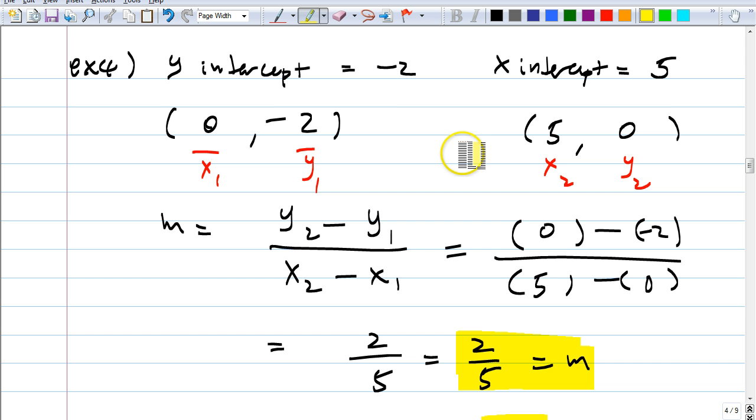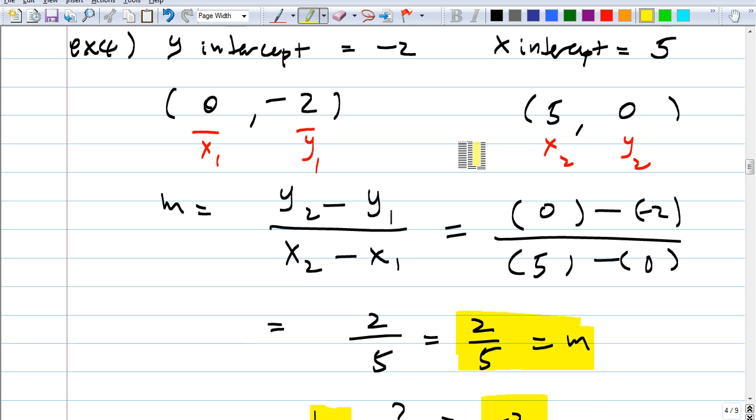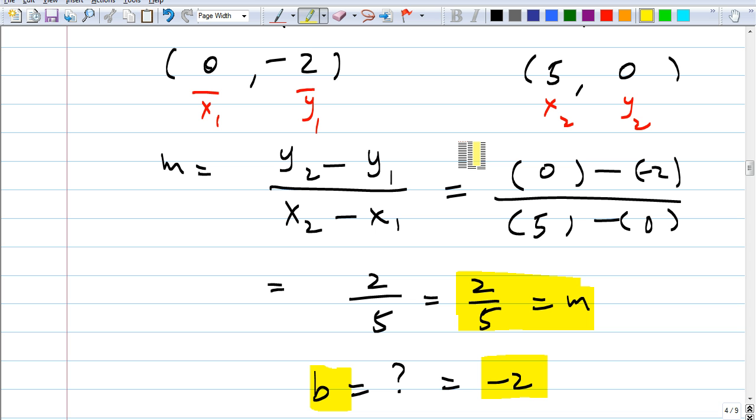2 over 5. Did you all get 2 over 5? Right? Now, actually, this one is easier than the one before. Why? Does anybody see why? Yes. They already gave us the y-intercept. Do you have to find the y-intercept? No. In this one, what is your y-intercept? Negative 2. You don't have to plug it in. Your b is already given to you.